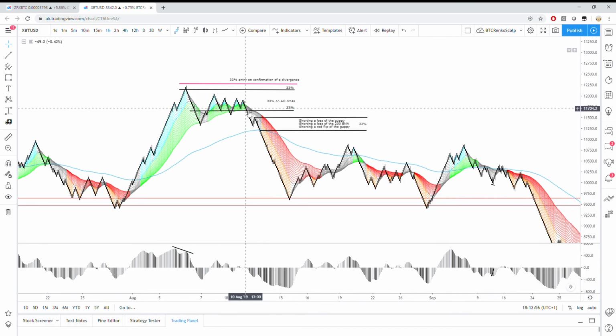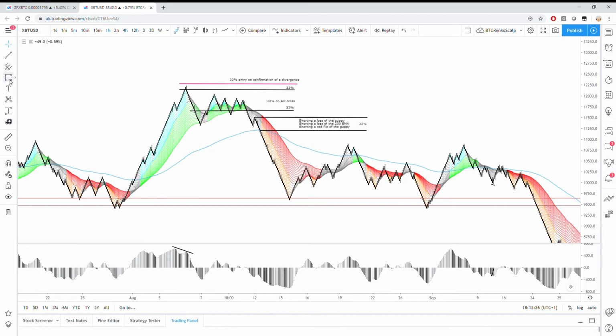Lost can be losing the guppy and breaking down from the guppy. That can be one aggressive entry. The second can be the loss of the 200 EMA, which dictates the overall trend. Or it could be on the red presence in the guppy. So here, once we see this red appear in the guppy, okay, we know we've entered the downtrend on the guppy. So what we end up with is a 33%, 33%, 33% position.